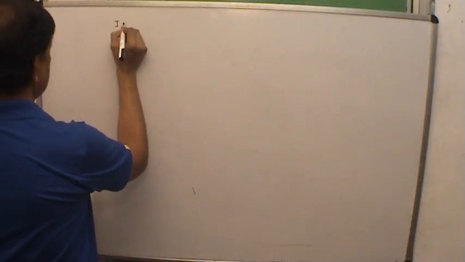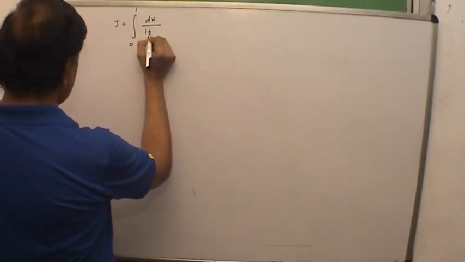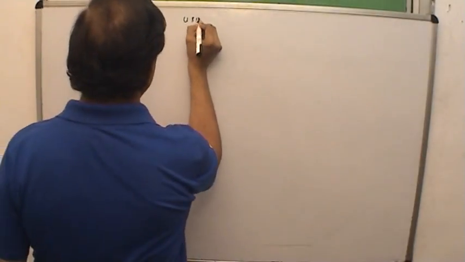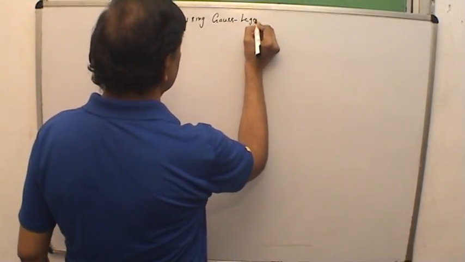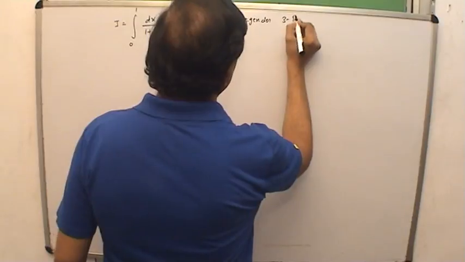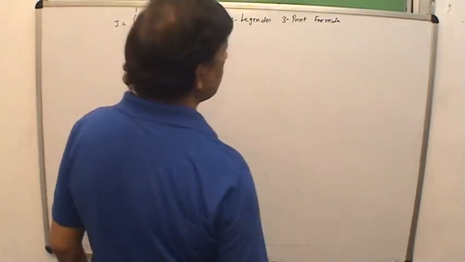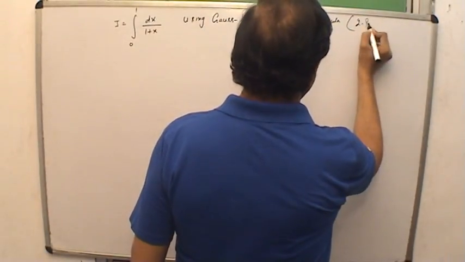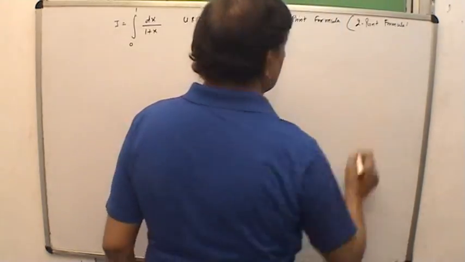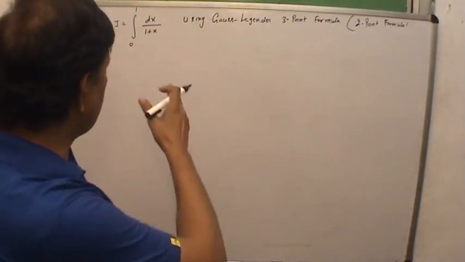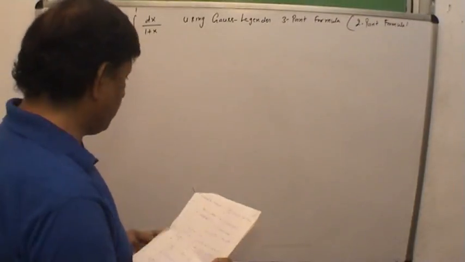Evaluate the integration from 0 to 1 dx upon 1 plus x using the Gauss-Legendre 3-point formula. Remember, it may be the 2-point formula. The procedure will be the same for both, whichever we are going to follow. There will be a difference only in the last steps, and we will note that here.